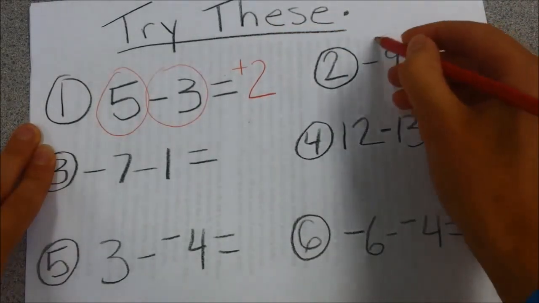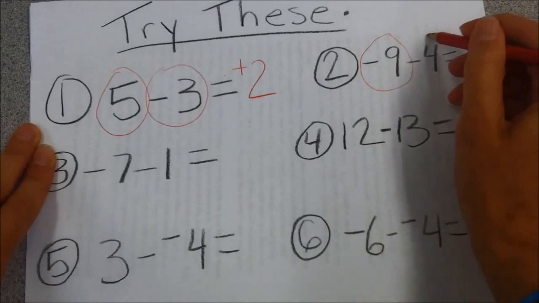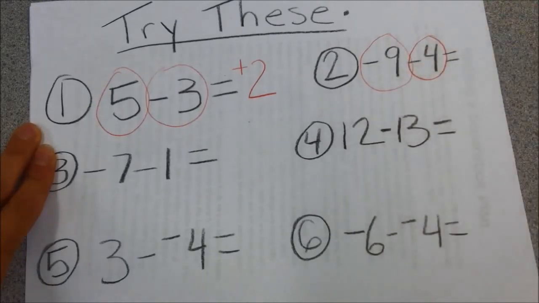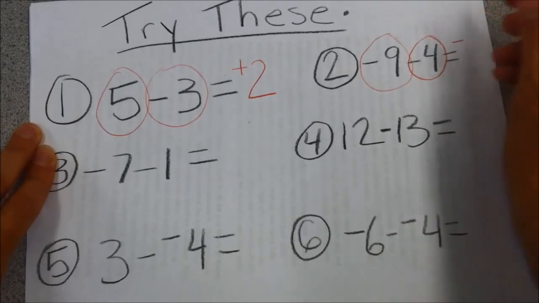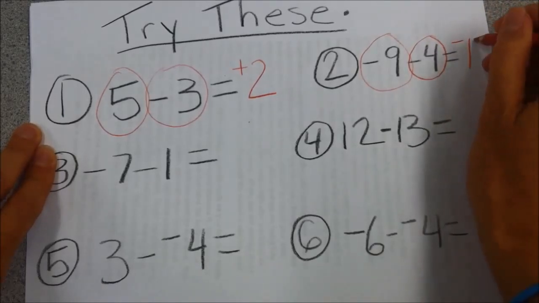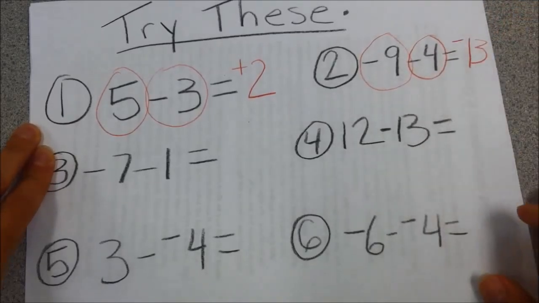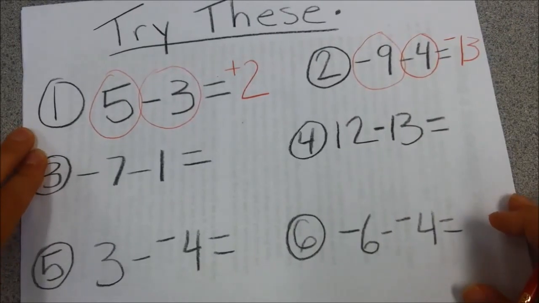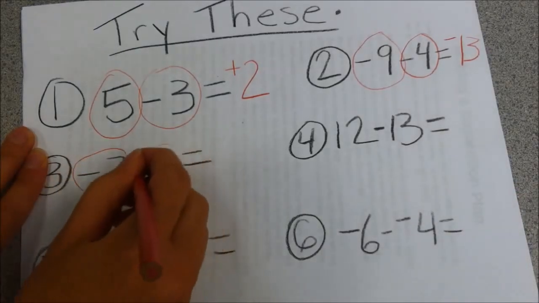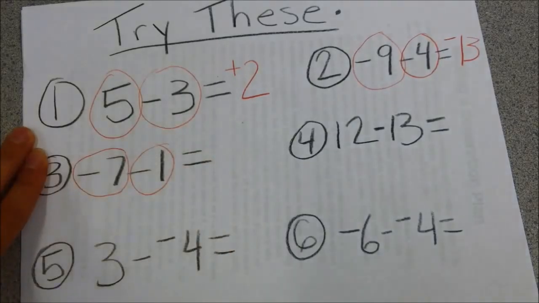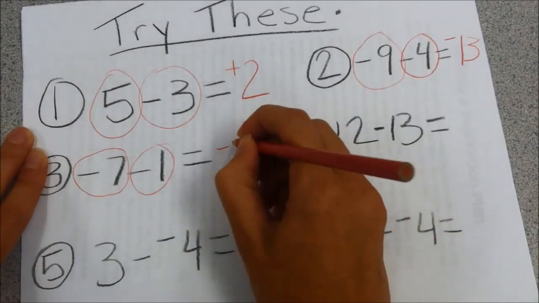Number 2, we have a -9 and a -4. So that's 9 cats and 4 more cats. In all, we have 13 cats. It's a -13. Number 3, -7 minus 1. We have 7 cats and 1 cat. And in all, we have 8 cats.